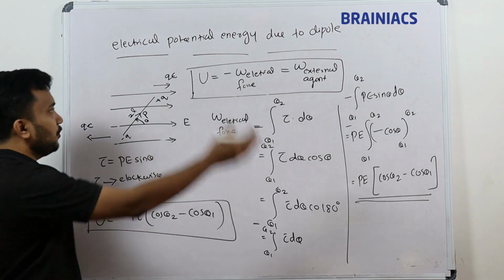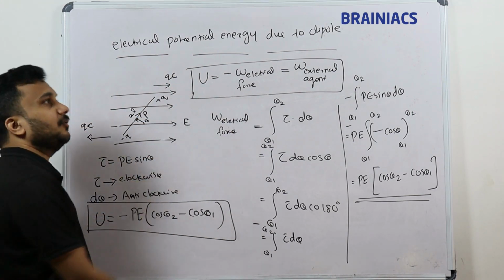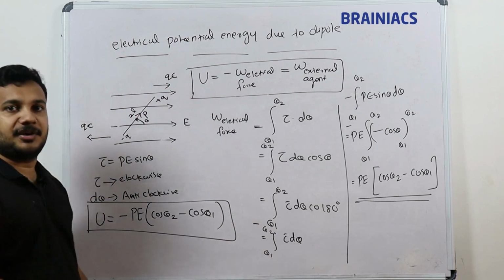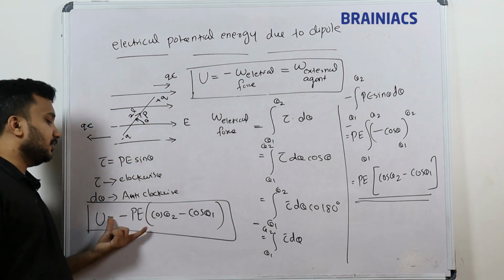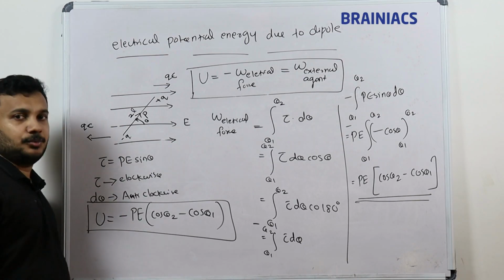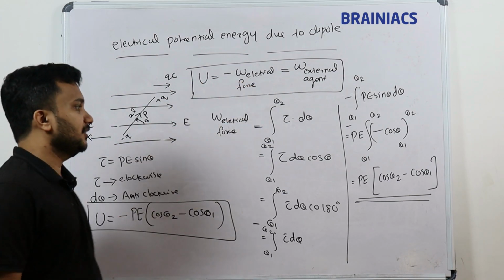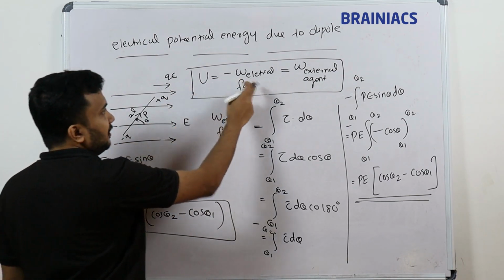Theta 1 is the angle at which the dipole is initially located. From there, the angle to which I have rotated to the final position is called theta 2. So theta 1 to theta 2 we are rotating. We find the potential energy, the electrical energy.